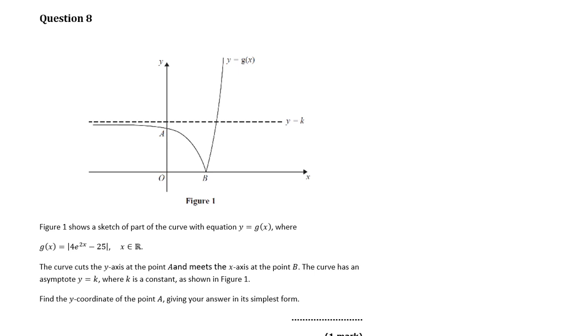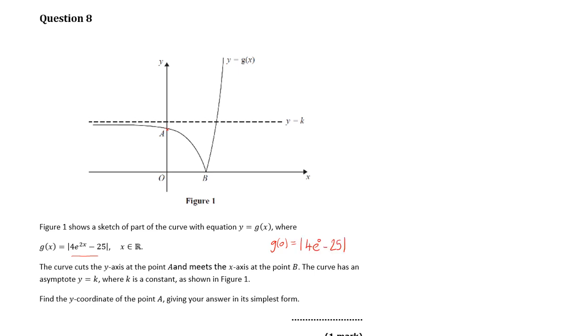So in question 8, we're given a graph of a curve, y equals g of x, and then we're given the equation for g of x. For 1 mark, find the y coordinate of the point A. The easiest way of doing this: A occurs when x equals 0. So we're literally just finding g of 0 and plugging that in.